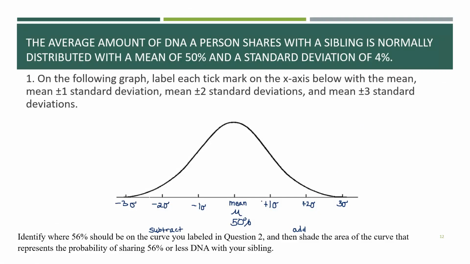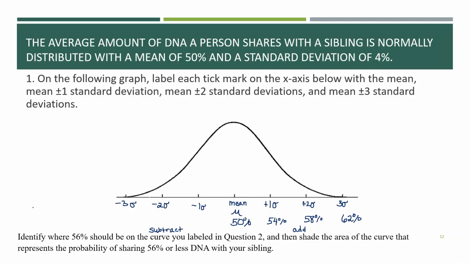So we're going to start with the positives. I always start with the positives. And so 50 plus 4 means that in order to get to the first standard deviation, that would be sharing 54% of my DNA with my sibling. And then I add 4 again to get to the 2 standard deviations, so 54 plus 4 would get me to 58% of my DNA is a match to my sibling. And then I'd add again, so 58 plus 4 would say 62% of my DNA is a match to my sibling.